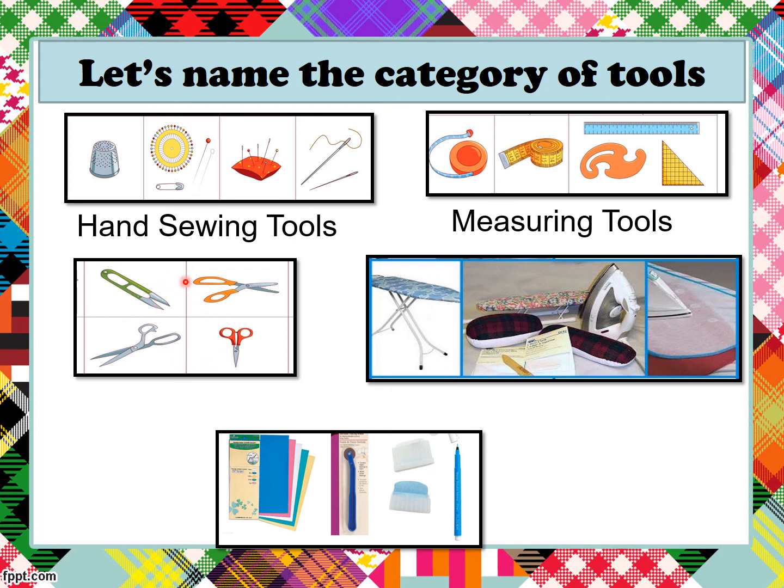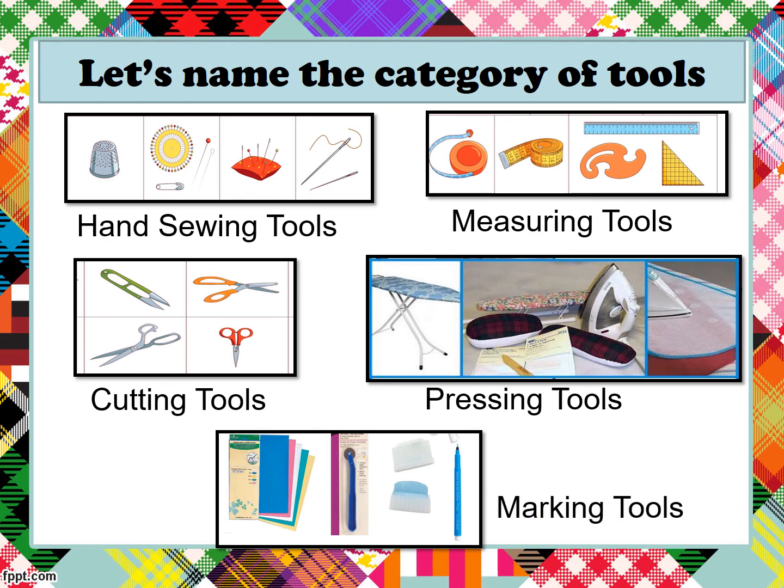Looking at these, what type of tools are these? Yes, somebody said cutting tools. You are correct. Let's now look at this set of tools. Can you identify what the category of these tools are? Yes, pressing tools. And let's look at these tools here. What category are they? Yes, marking tools. You are correct.